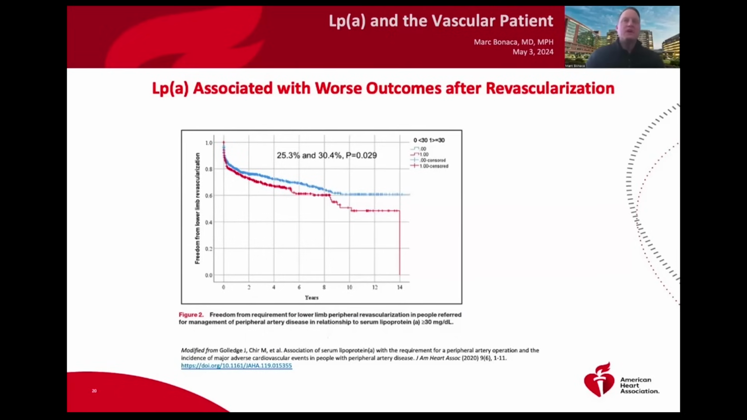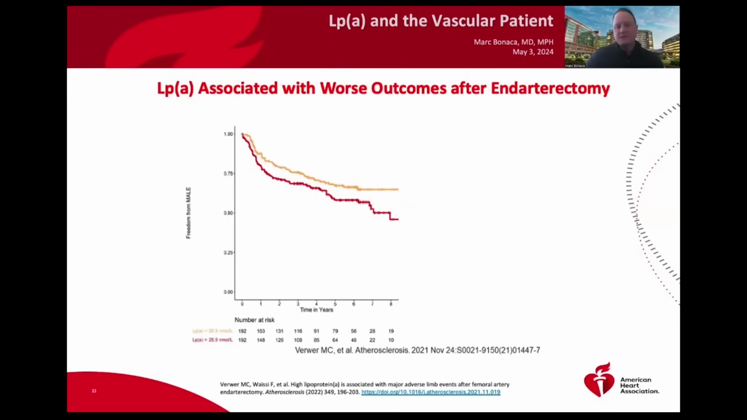We know that patients who have PAD that require revascularization have worse outcomes if they have an elevated lipoprotein A, and this is a large study that was published showing the association of outcomes based on LPA levels over about 14 years of follow-up. And you can see the groups were stratified at 30 milligrams per deciliter, so a relatively low concentration of LPA, but still significantly associated with outcomes. We know the same has been observed for endarterectomy, that the patient with an elevated lipoprotein A, here at 25 nanomoles per liter, had worse outcomes after endarterectomy, and again, over a number of years, almost a decade of follow-up.